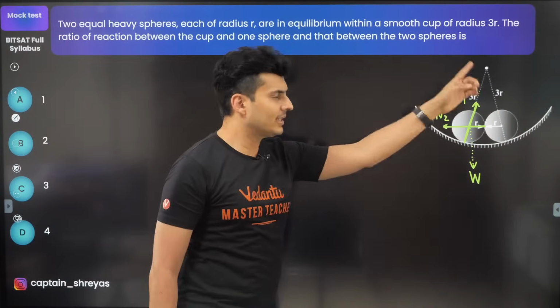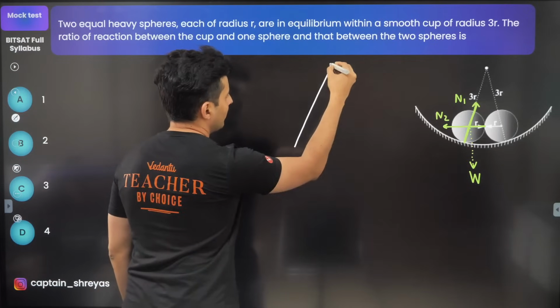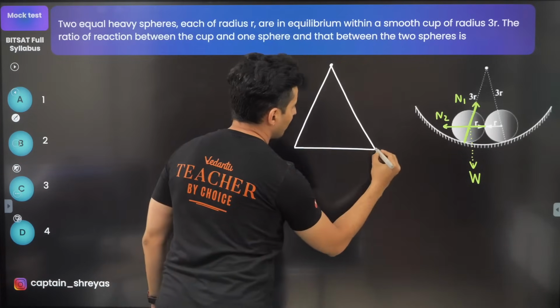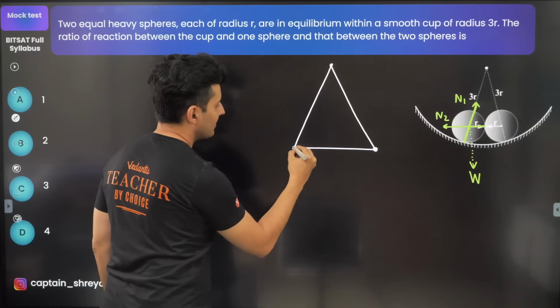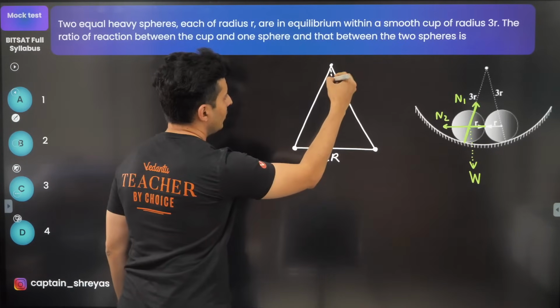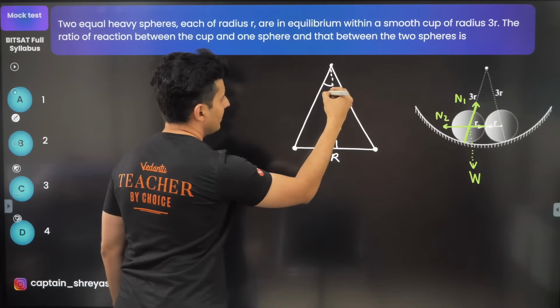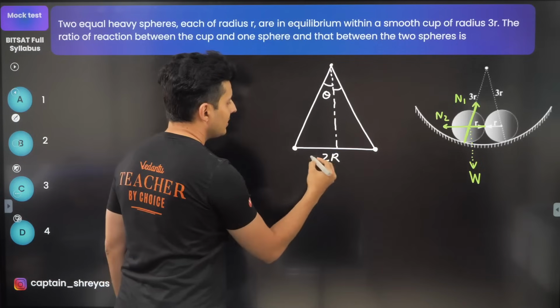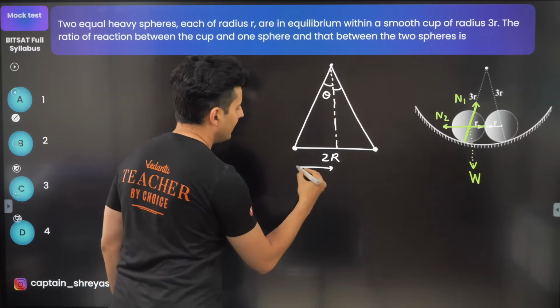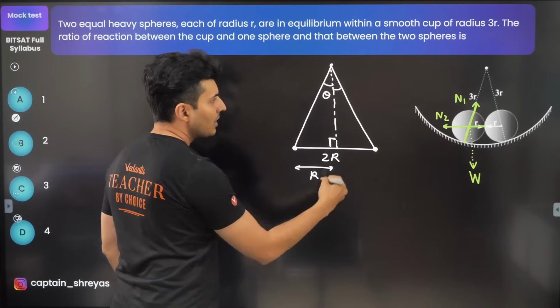So if you draw the triangle properly, that is the center point, like this. This is the center of one sphere, this is the center of the other sphere. The base will be 2r. If you draw the altitude like this, this angle and this angle will be the same, this will be theta. Then you will see each side will become r. This will be the altitude.